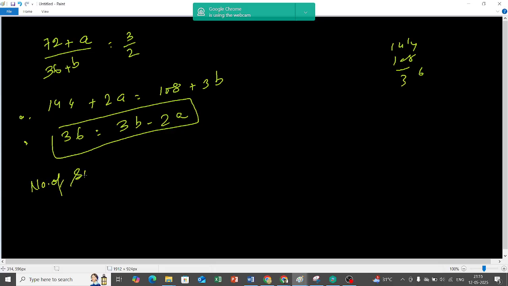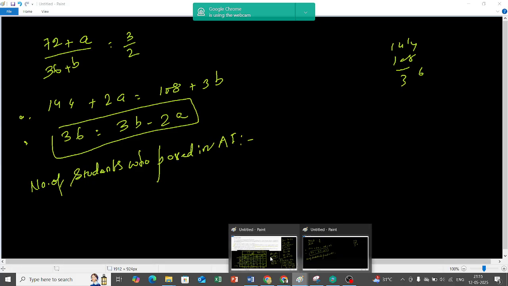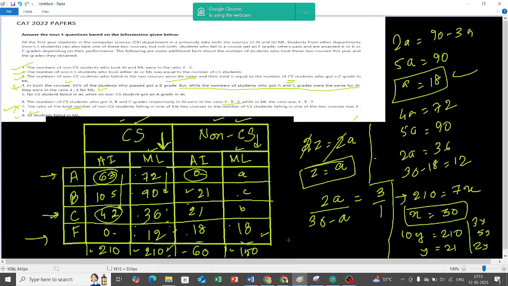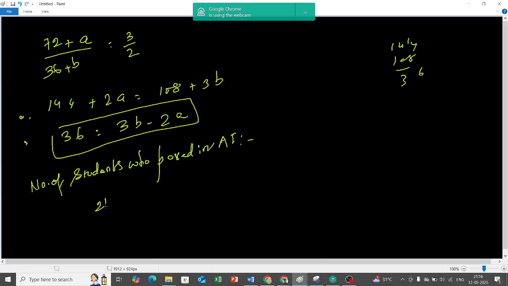Number of students who passed in AI. You see in this particular column, how many students passed in AI? 210. Why? Because 0 failed. So that means 210 students passed in AI.